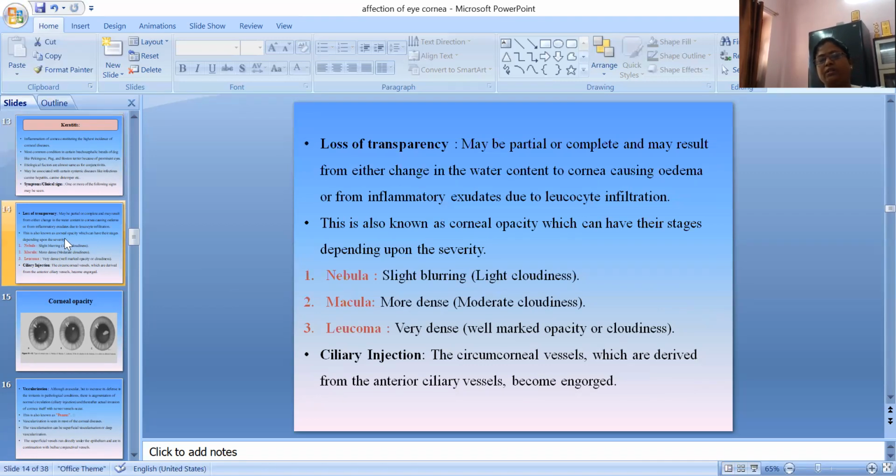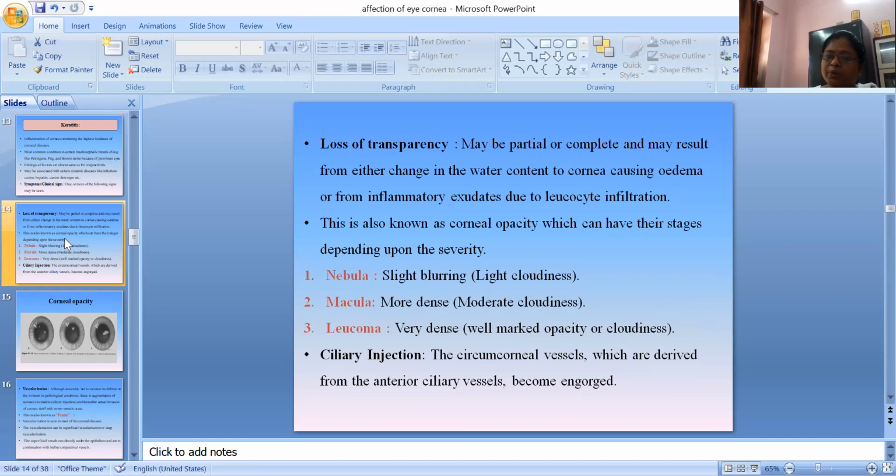So there is an effect on transparency of the cornea, depending upon the severity. Loss of transparency depends upon the severity. Some words are mentioned here related to loss of transparency of the cornea.